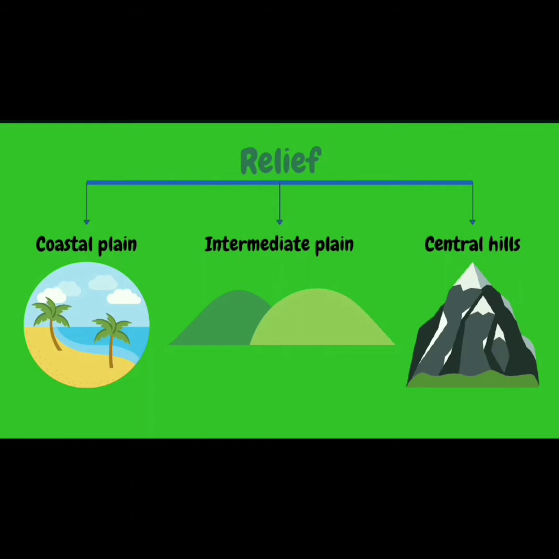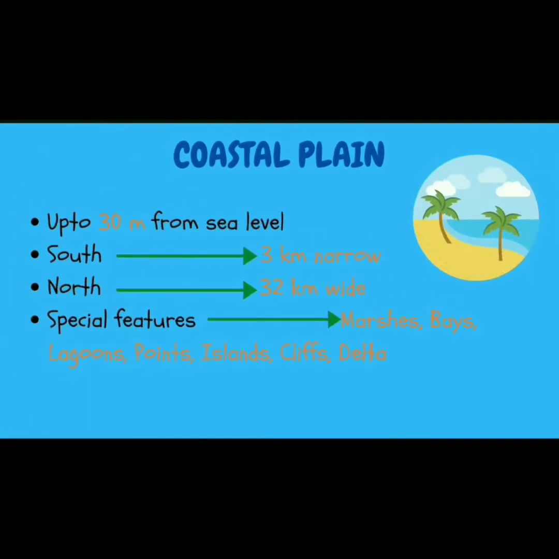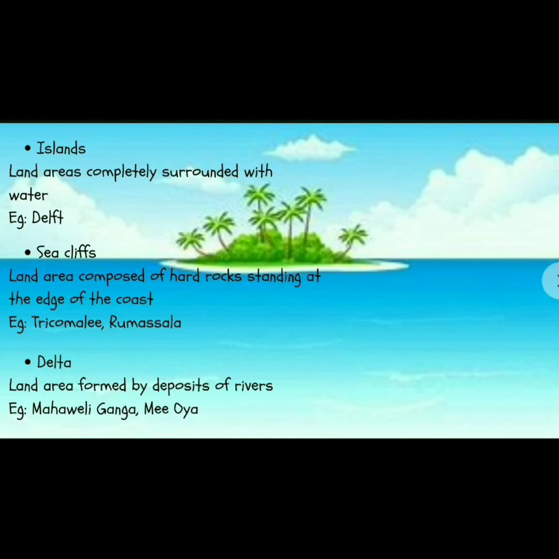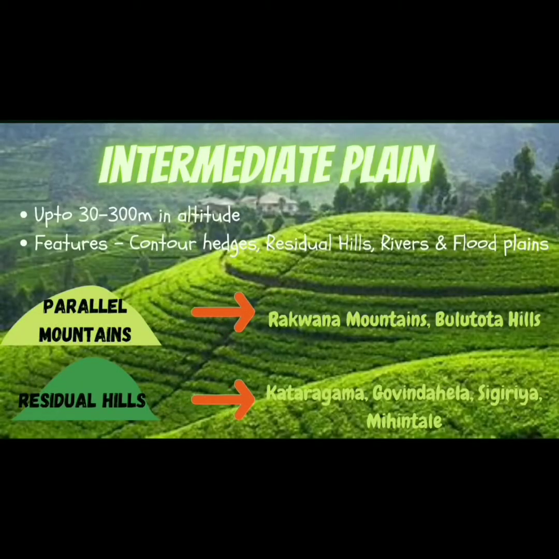1. The coastal plain. This reaches up to 30 meters from the sea level in height and consists of salient features like marshes, bays, lagoons, points, etc. The next relief feature is the intermediate plain, which stretches from 30 meters to 300 meters in height and contains significant features like parallel mountains, residual hills, plains, floodplains, contour hedges, etc.